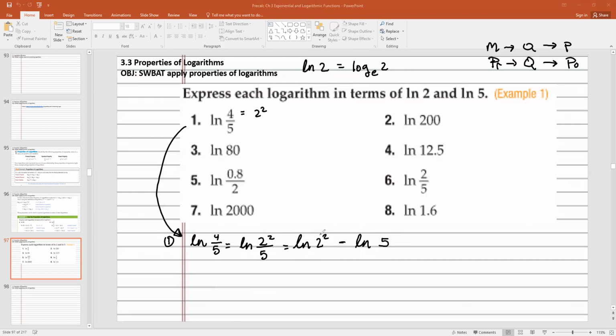Now we're going to do our power. So here we have an exponent. So we bring it to the front and we get 2 natural log of 2 minus natural log of 5. And that is it. So you want to simplify it as much as possible. They don't say it, but that's what they're intending.